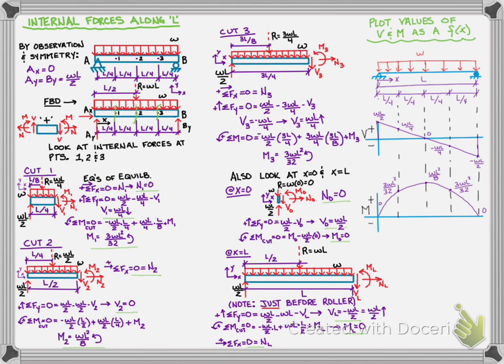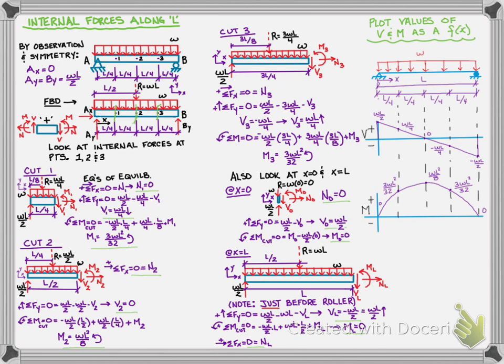And so what we're seeing is now I have this lovely plot. And from this plot, I can see that my shear varies linearly from a maximum positive WL over 2 down to a maximum negative of WL over 2 as I move from 0 to L. Which is kind of cool because since it's linear, if I wanted to know what was happening at L over 8, I wouldn't have to make a cut. I could just interpolate off of the plot.